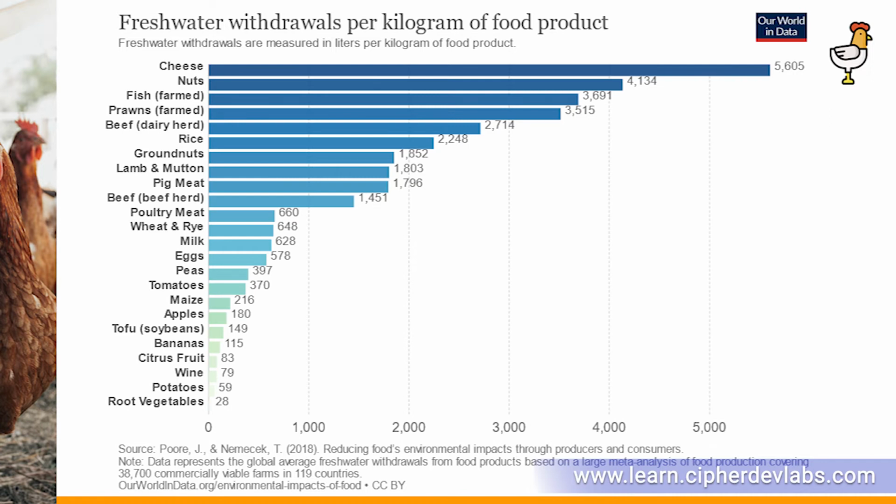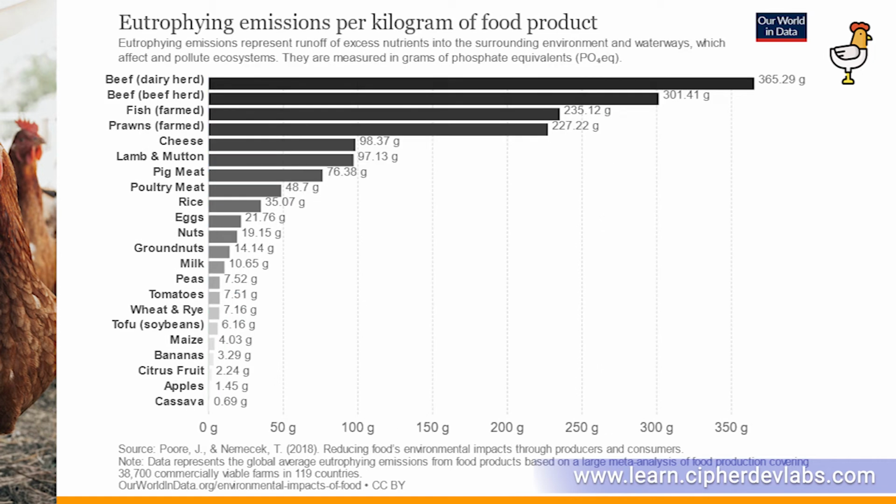Next, let's talk about freshwater withdrawals per kilogram of food product. If you take a kilogram of cheese, the amount of freshwater needed is 5605 liters. If you take nuts, it's around 4134 liters. And if you take beef, it's around 2714 liters.